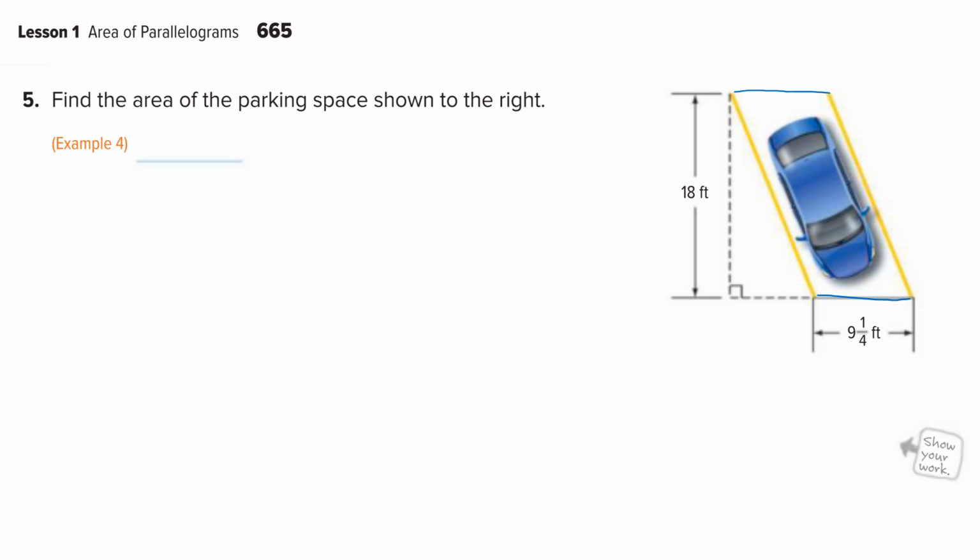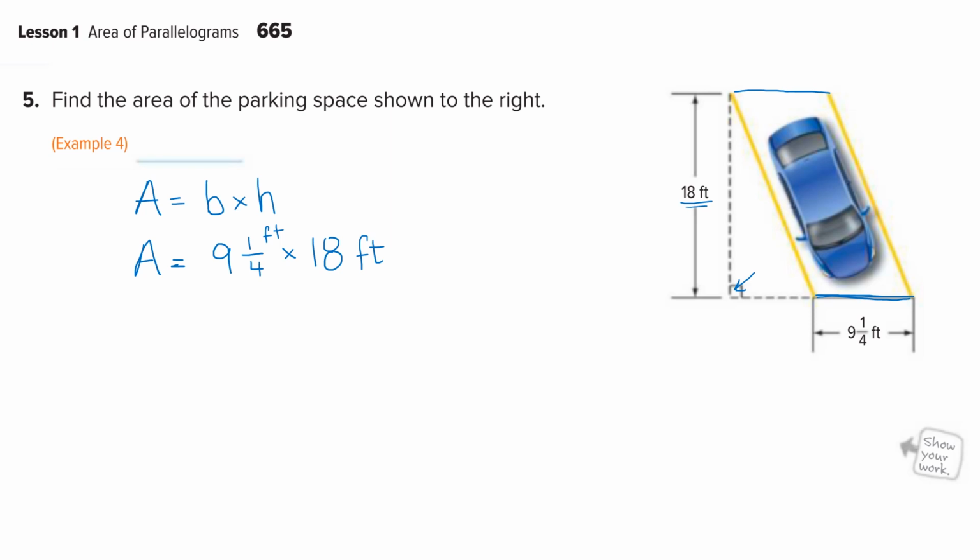Now, where the curb would be would be your base, and in this case it's 9 1/4 feet long, and the height, which is perpendicular to the base, is 18 feet. And this little symbol again means that it's perpendicular. So this is an everyday solution. Area equals base times height. Area equals 9 1/4 times 18. And this is feet, and this is feet.